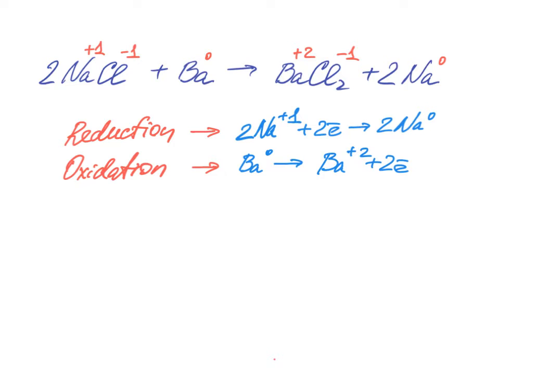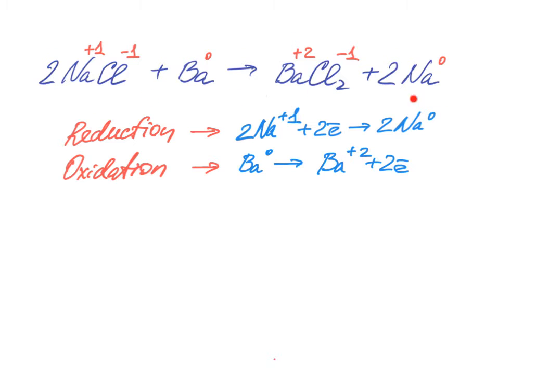And let's see what happened to the chloride ion. It used to have a charge of negative 1. It still has a charge of negative 1. It means that actually nothing happened. Neither reduction nor oxidation was happening to the chloride ions. So it is a spectator ion that is not playing an important role in this reaction.